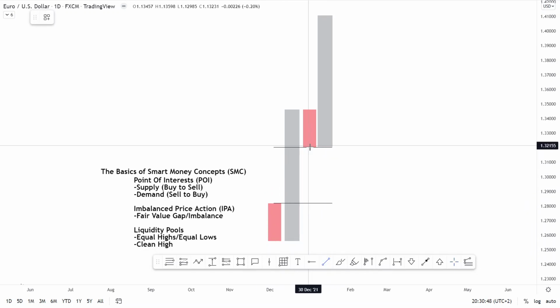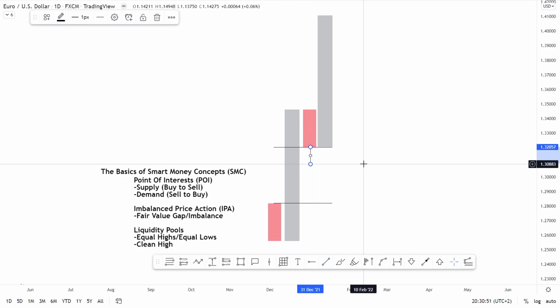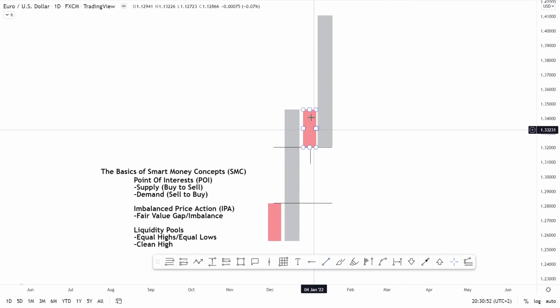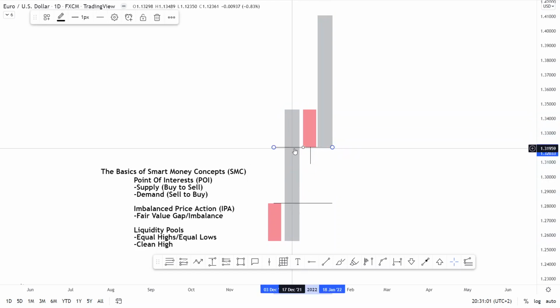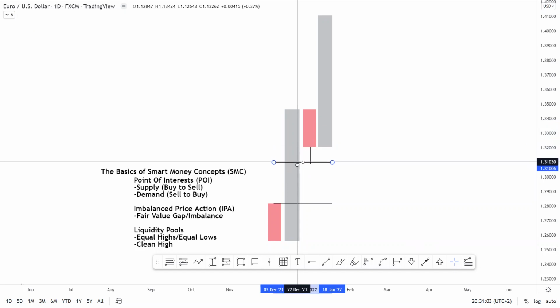But if we did have a bit of wicks around this level, whereby this down candle traded within this previous up candle and then made this low and then closed here, we're going to mark the imbalance to this wick, right?